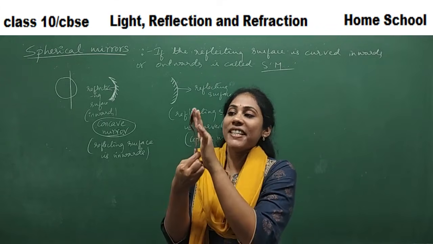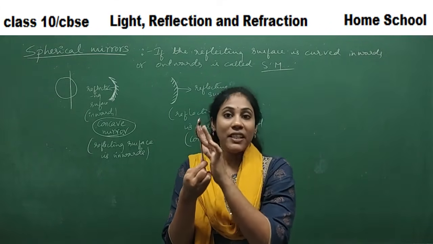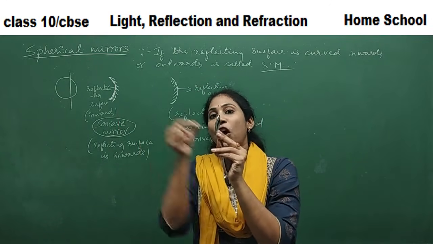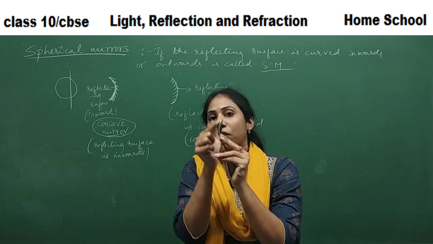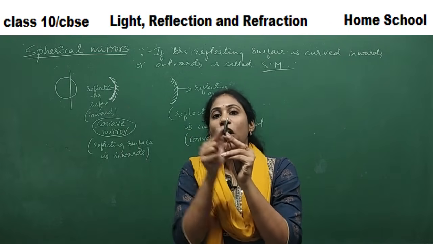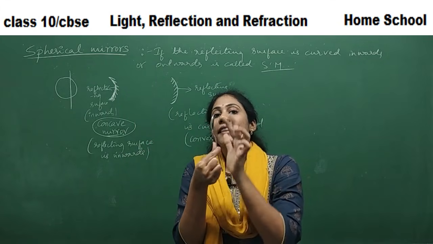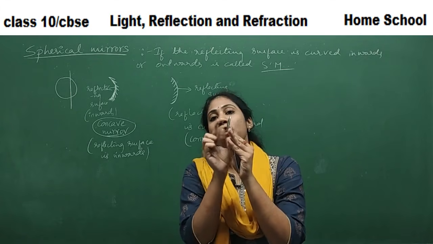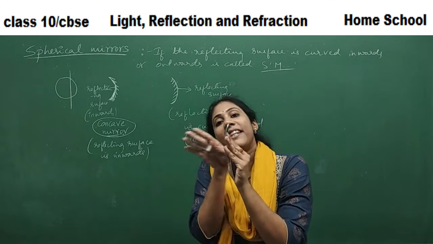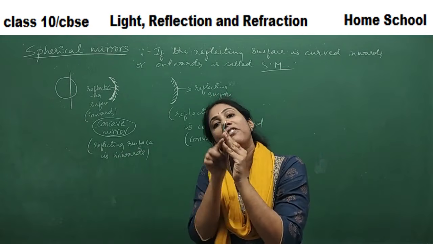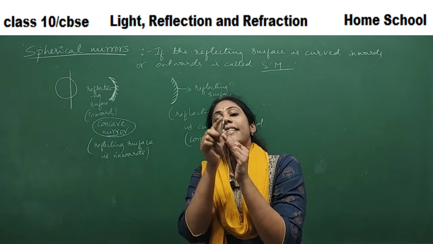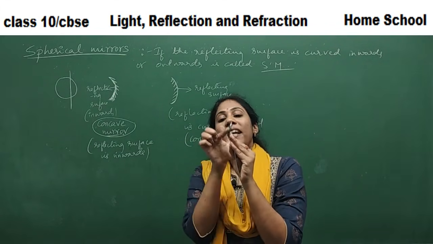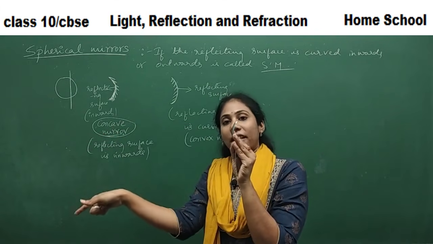Imagine if this inner part is polished. Then if light falls, it should reflect from this particular area. Light can fall and reflect from this side, but it cannot reflect from the other side because that side is polished. So the surface looks as though it is facing outwards, curved outwards. That's the reason this is called a convex mirror. So in a convex mirror, the reflecting surface is facing outwards.